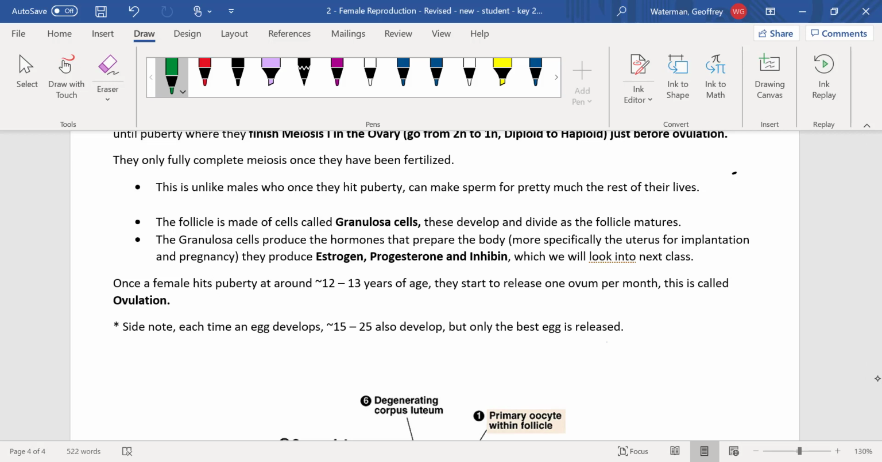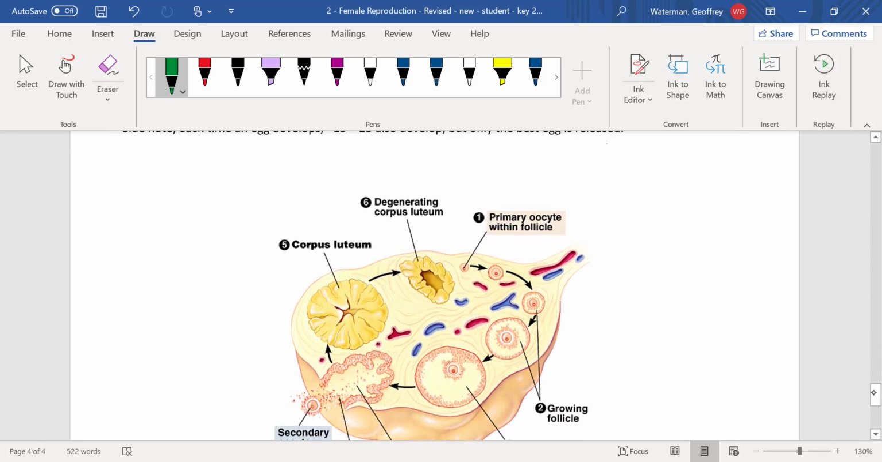All right. Now, once a female hits puberty around 12 to 13 years of age, they start to release one ovum or egg per month. This is called ovulation. Now, each time an egg develops, 15 to 25 also develop at the same time, but a female's body chooses the best one to send out and possibly get fertilized. So what we're going to do is we're going to start right about here, and this is going to be day 1.